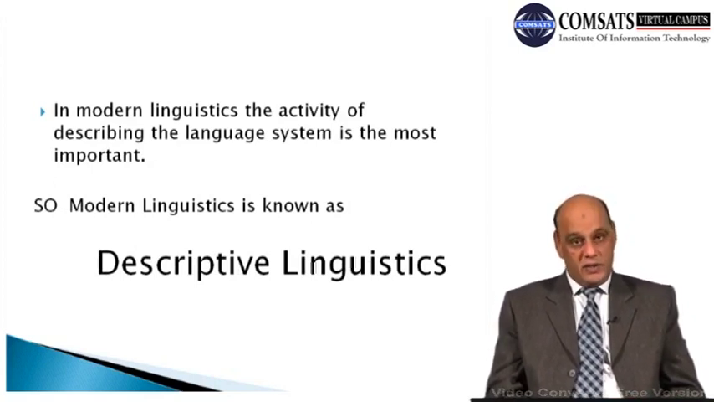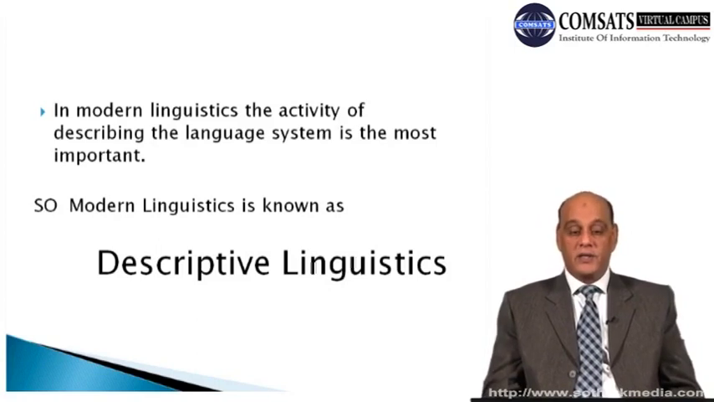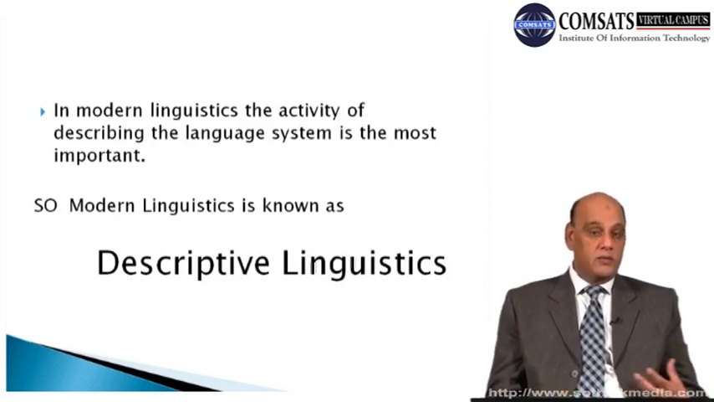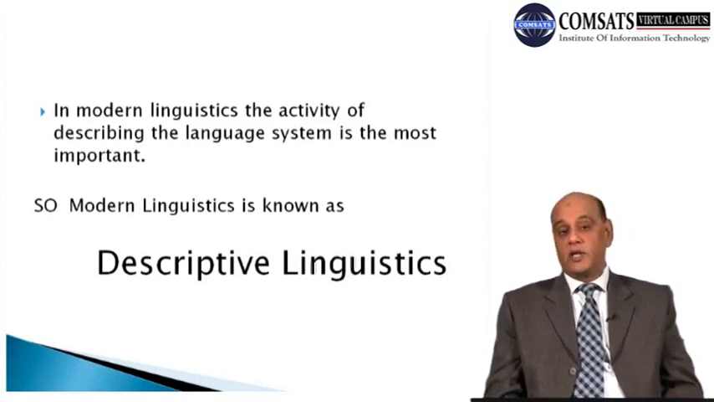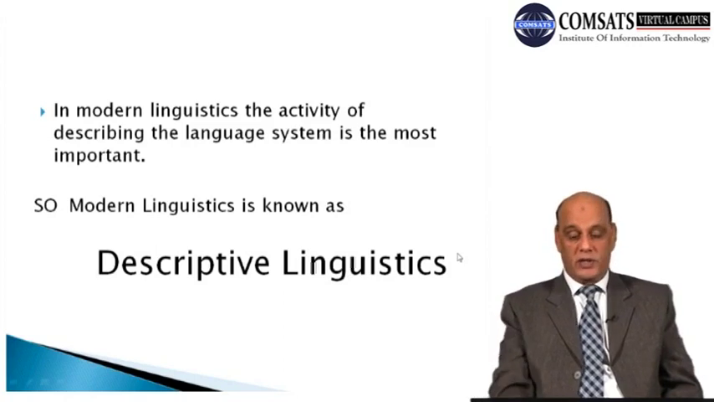Now, in modern linguistics, the activity of describing the language system is the most important. So modern linguistics is basically known as descriptive linguistics. You describe things. It is the activity of describing the language system, and that is the most important activity. So we can say that modern linguistics is known as descriptive linguistics.